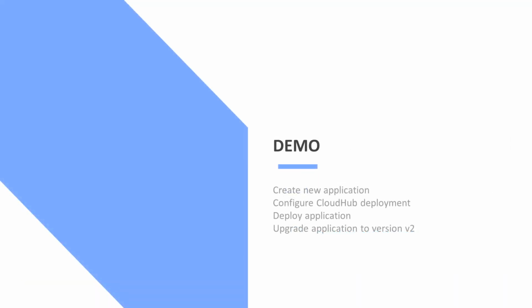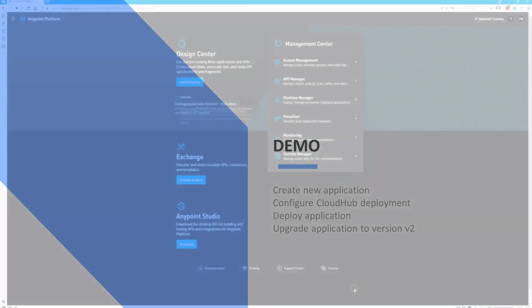Demo time. Today I will show you how to configure your application to embed the API version in the application name. First, we will start by creating a new application. Then we will configure the CloudHub deployment Maven plugin. Then we will deploy the first version of our API, v1. Next, we will introduce some changes to the API, and we will deploy the second version, v2, independently of the v1 version. So let's get started.